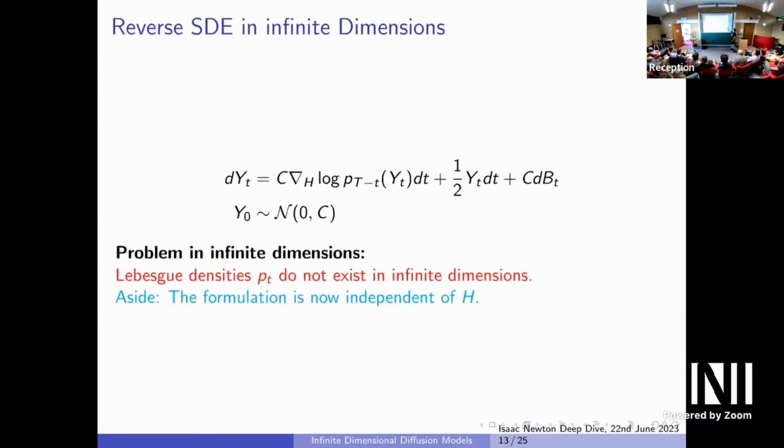And a nice aside, just for the people who are into infinite dimensional stuff, is that in finite dimensions this looks like the gradient not with respect to H, but with respect to U in some sense, and this is the U Wiener process. So actually this whole thing is independent of the choice of H, of this larger space. So we can write down the reverse SDE only by choosing the smaller space. We don't have to make any reference to the larger space, which is kind of nice.